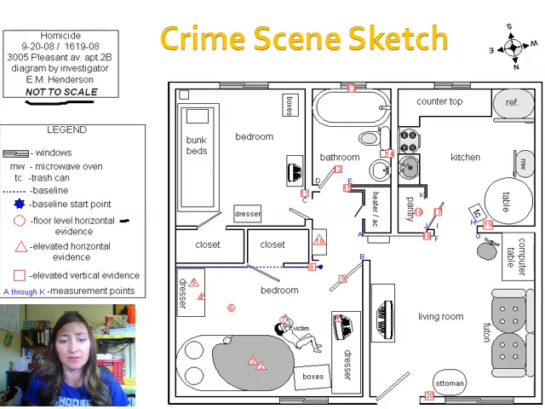Elevated horizontal evidence, like on the dresser, so it's laying flat on top of something. And we also have vertical evidence, so it's up against the wall. Right here we see there's vertical evidence on the door, so maybe blood spatter or something of that nature was on the door. And again, great sketches include which way is north.